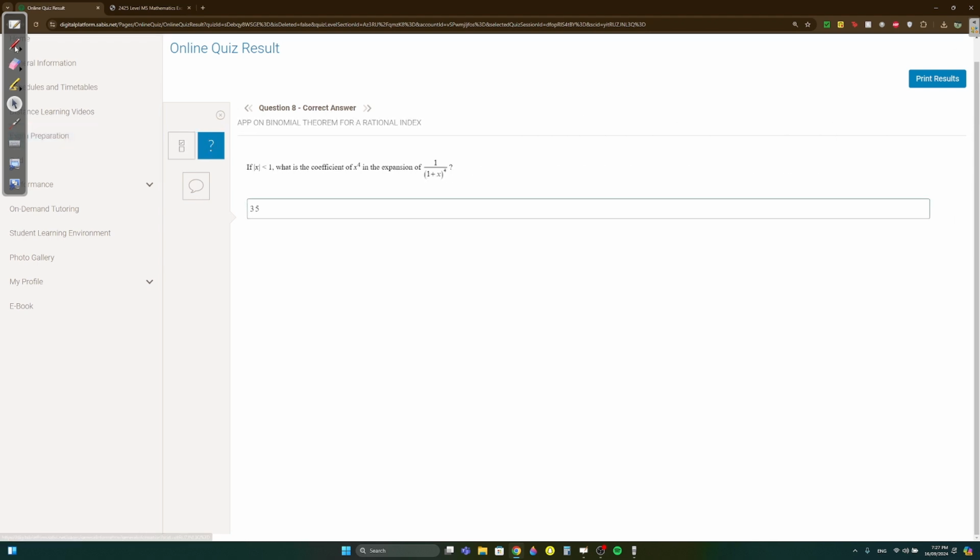Question 8. If the absolute value of x is less than 1, what's the coefficient of x to the power 4 in the expansion of this? Actually, we have to take it up because we can't work with a denominator, right? So 1 plus x to the power of negative 4.